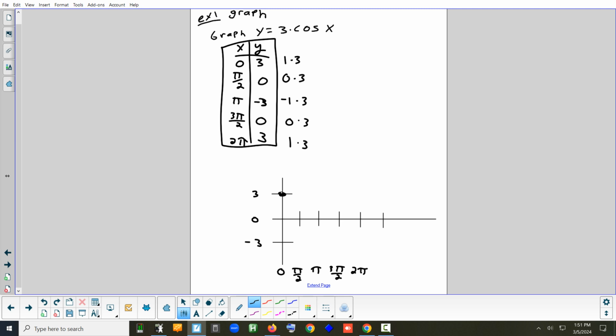What's my next coordinate? Pi over 2, 0. Yep, next one. Pi, negative 3. Okay, and second to last one. 3 pi over 2, 0. Perfect. And my last one. 2 pi, 3. All right, and now just make your wave.